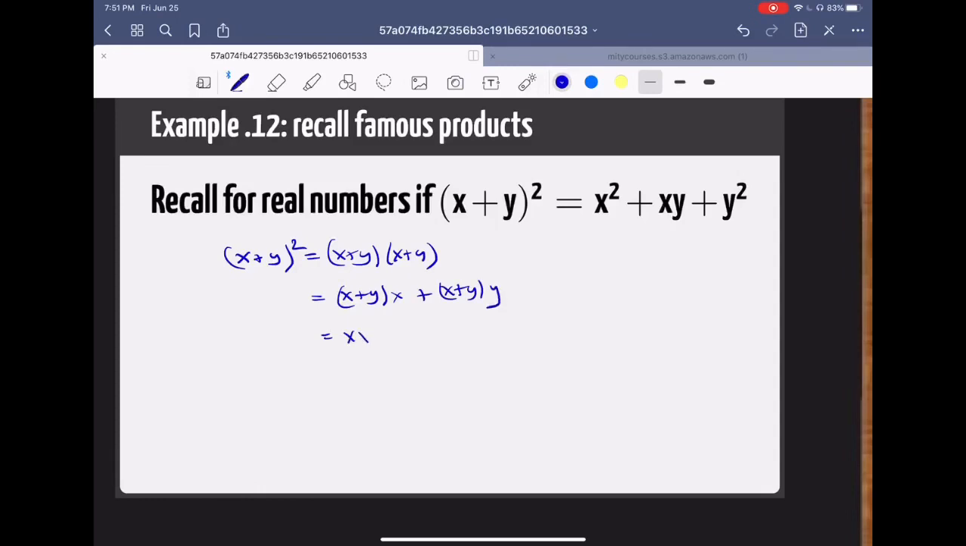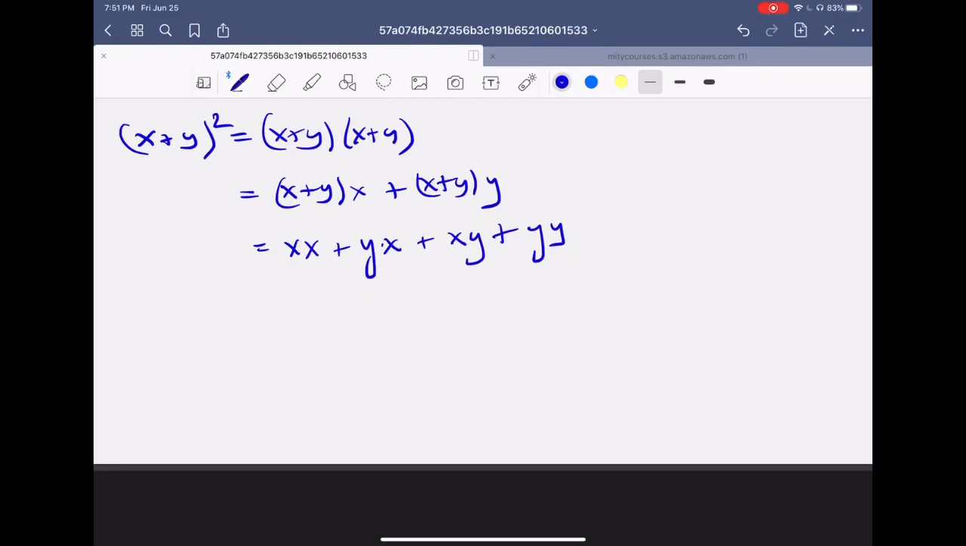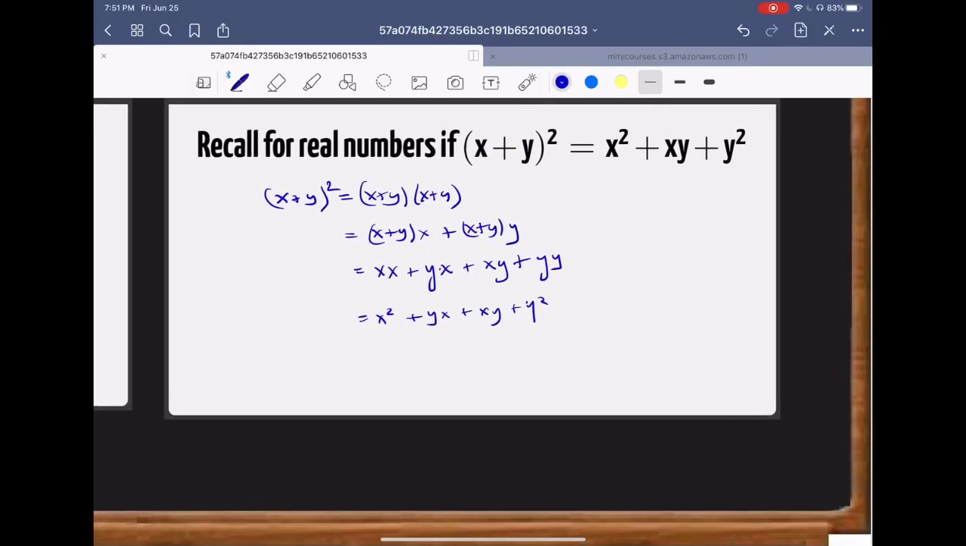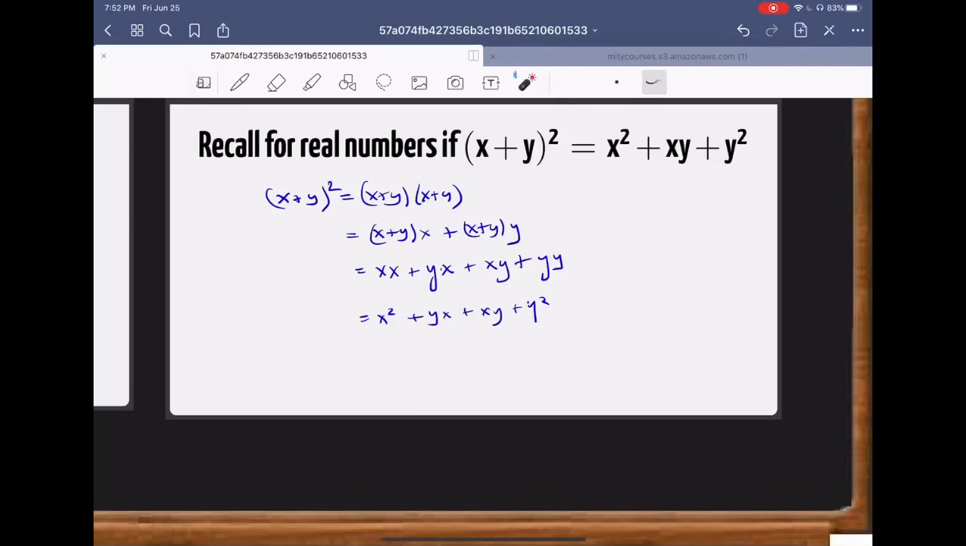That becomes x times x plus y times x plus x times y plus y times y. And that could become x squared plus yx plus xy plus y squared. Now here's the difference between regular numbers and matrices. In regular numbers, these two terms are the same because for real numbers, x times y is the same thing as y times x. And so I could just combine these.